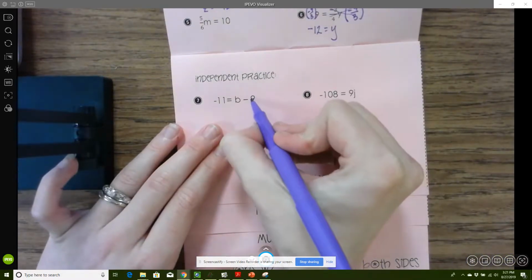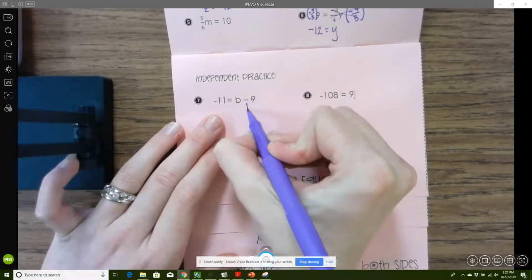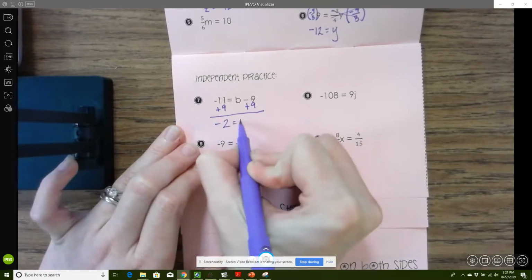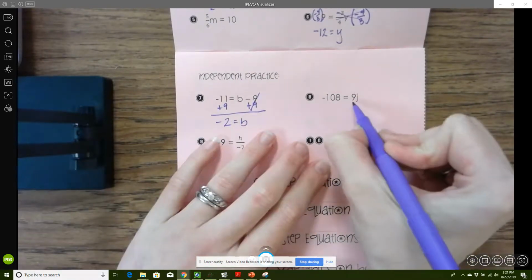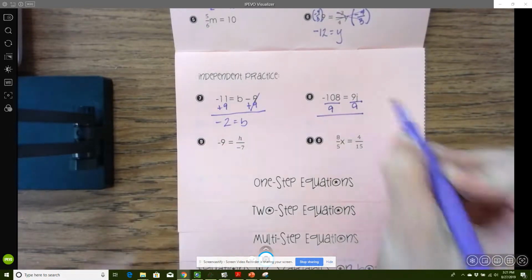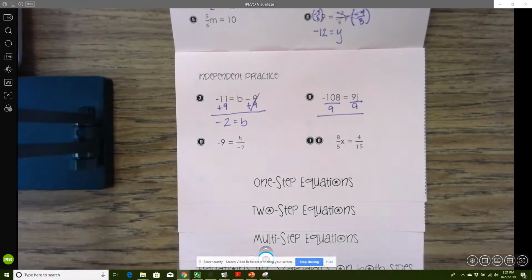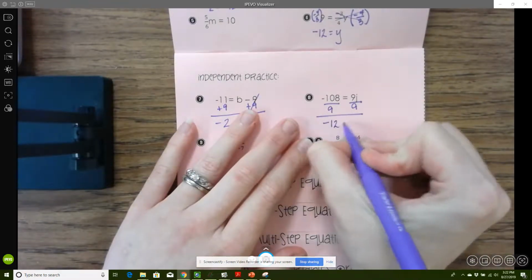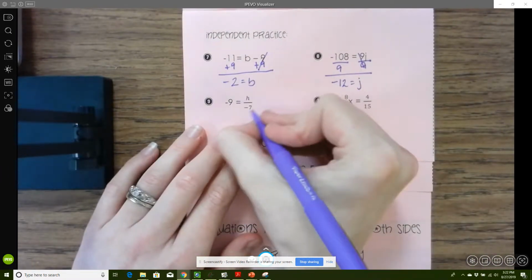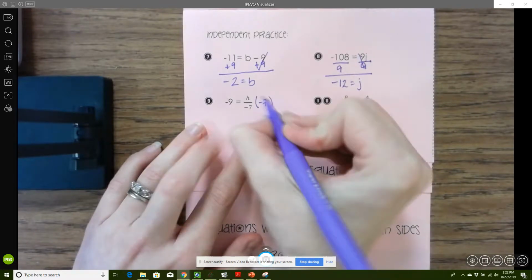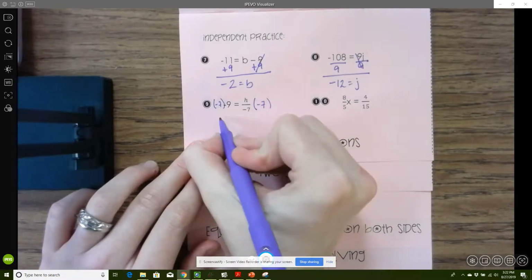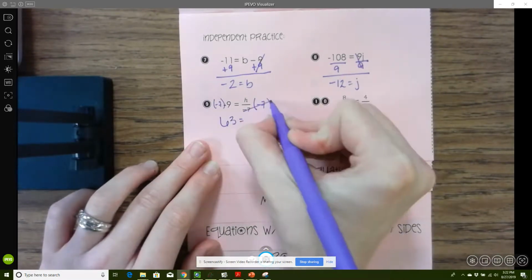So down here on the independent practice, same thing. This is being subtracted. So to do the opposite, we add. So this cancels. Here we've got division or multiplication. So division's the opposite. So -108 divided by 9 would give me -12. I believe that's a j. So here we've got division. So the opposite is multiplication. And so -7 times -9 is +63.